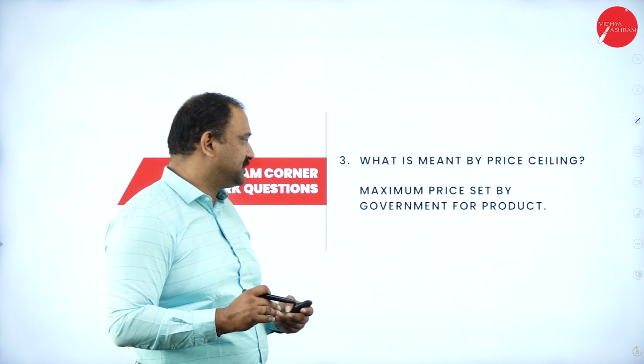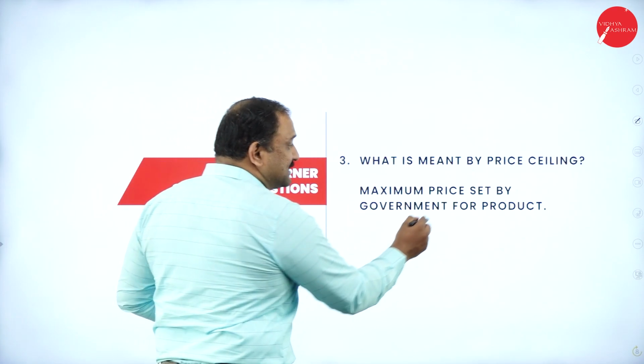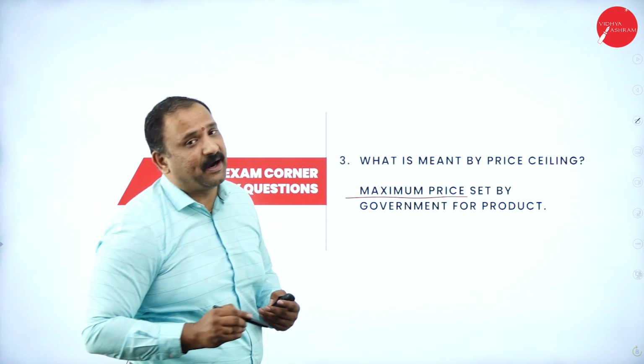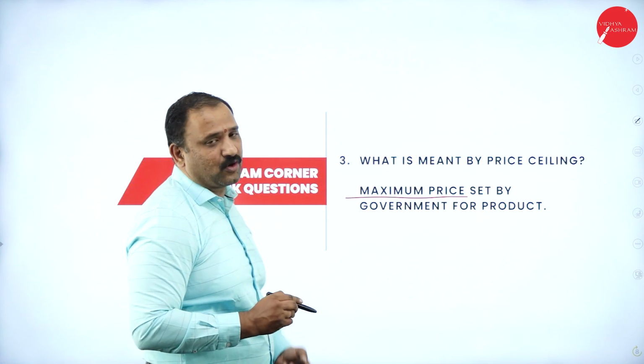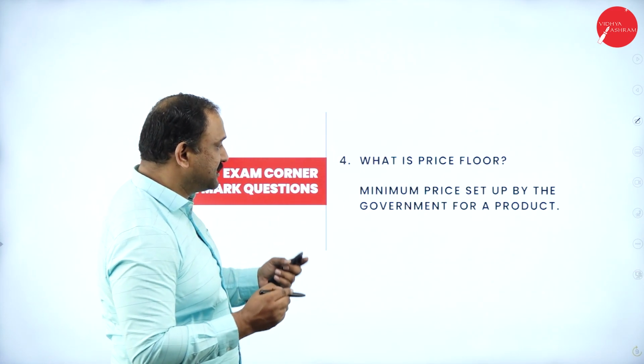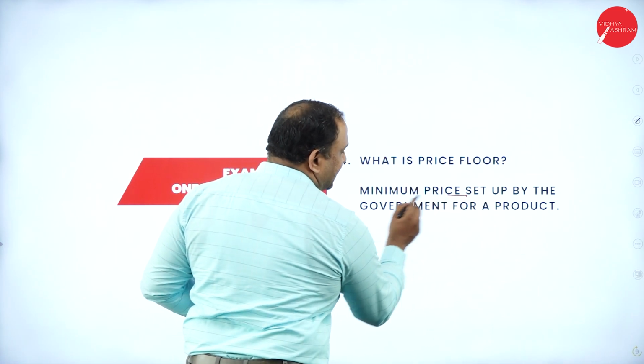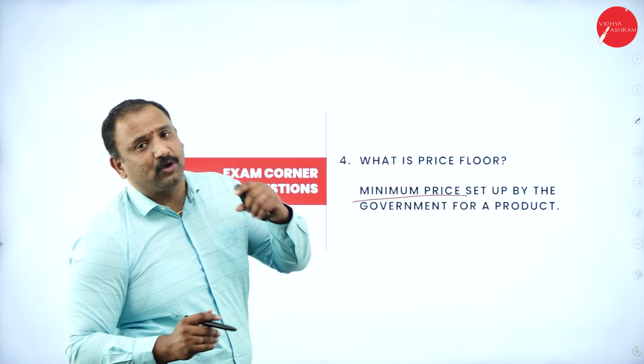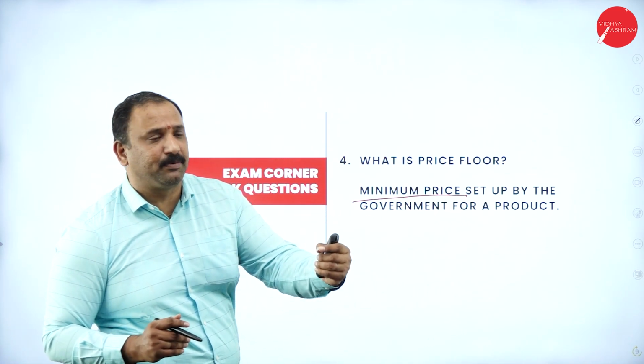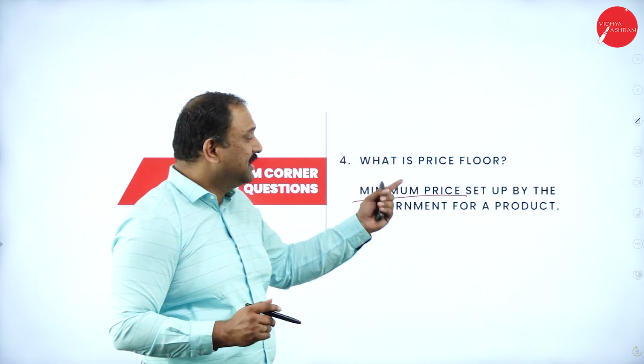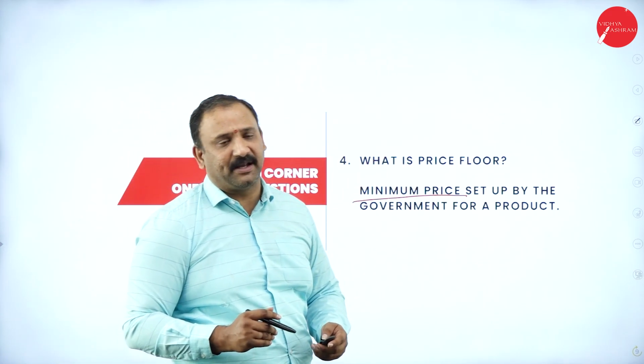What is meant by price ceiling? The maximum price that is set by the government for a product is called price ceiling. And price floor, the minimum price. This is the key word I want you to keep in mind. When I talk about ceiling, it is maximum price. When I talk about price floor, that's the minimum price that has been set by the government.